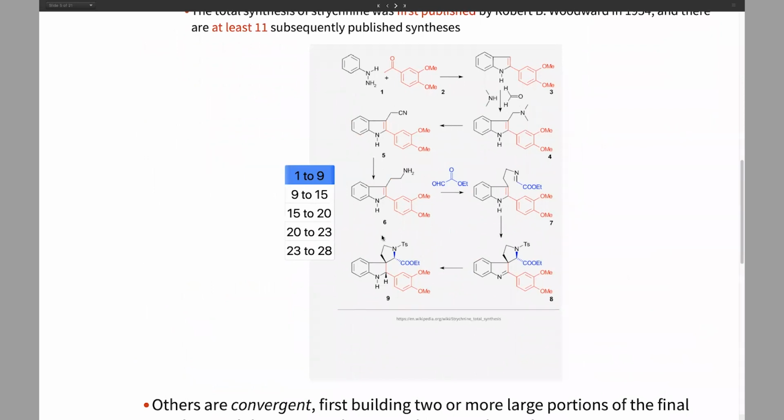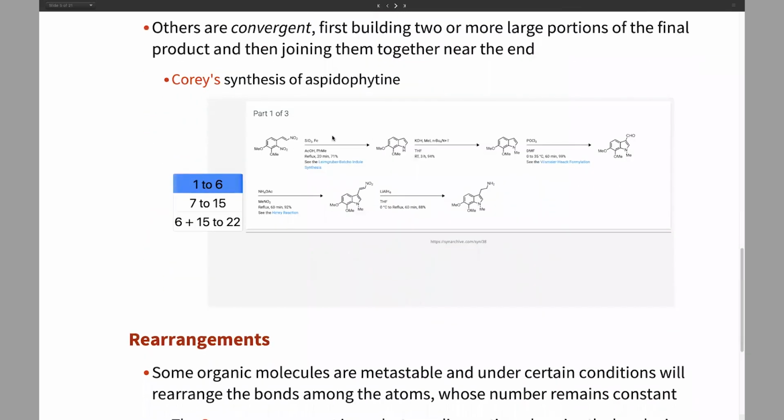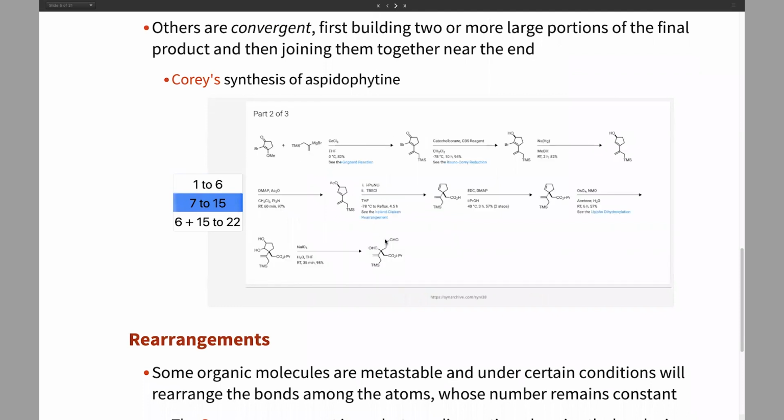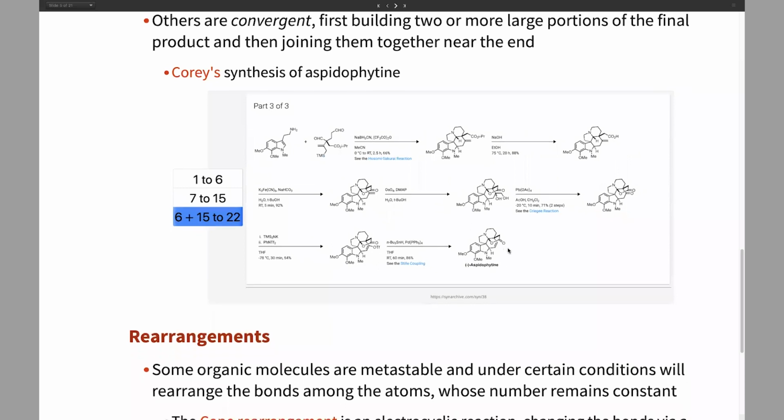Oftentimes, the synthetic pathways are quite linear. This is Woodward's synthesis of strychnine. It was 28 steps in all, getting to the final product here, but it was done in a very linear fashion. Others are convergent. This is Corey's synthesis of aspartidophytene, and he did it in 3 steps. He built the first part in a linear fashion, this molecule here, and then he built the second part, this one, again in a linear fashion, but then he took both of those, converged at a single point then, and then through a number of steps reached the final product.